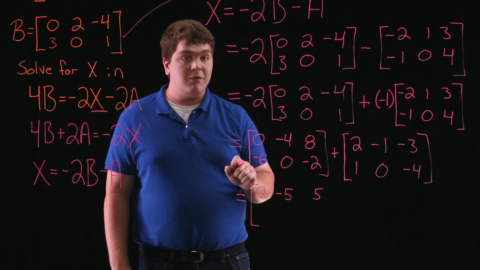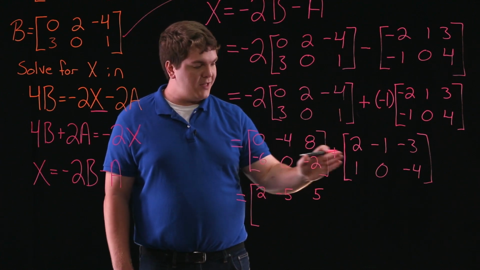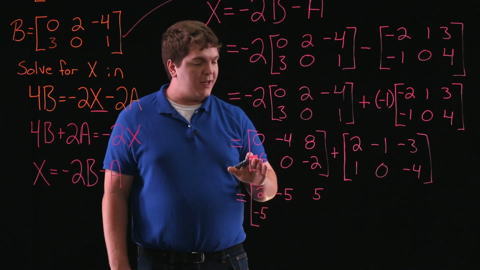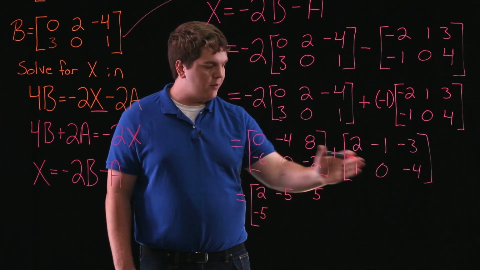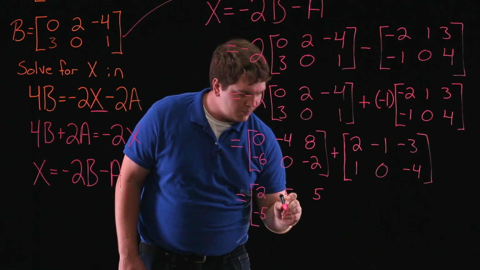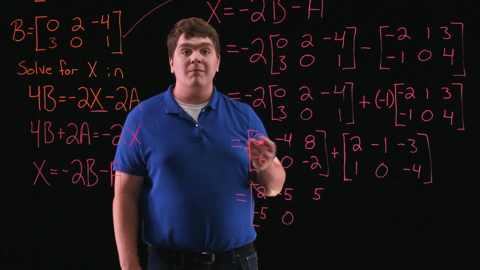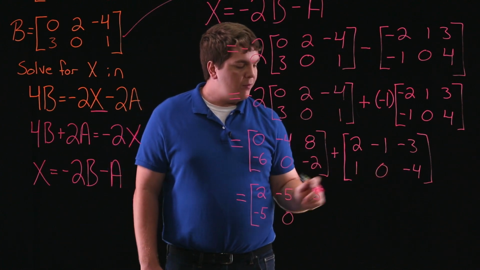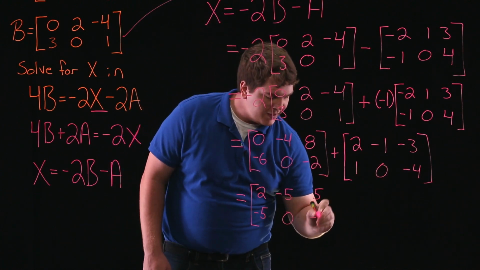Now in the second row, first column, we'll have negative 6 plus 1, which is negative 5. Second row, second column, we'll have 0 plus 0, which is 0. And finally, in the second row, third column, we'll have negative 2 plus negative 4, which is negative 6.